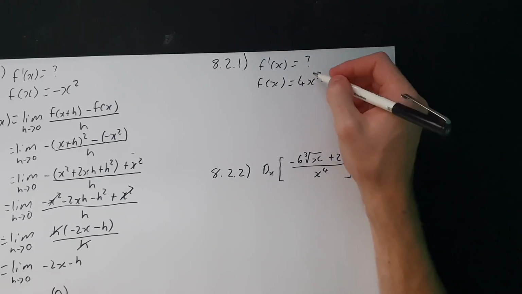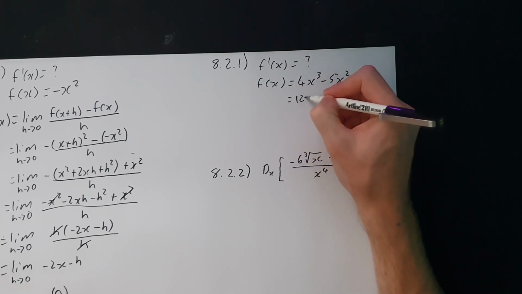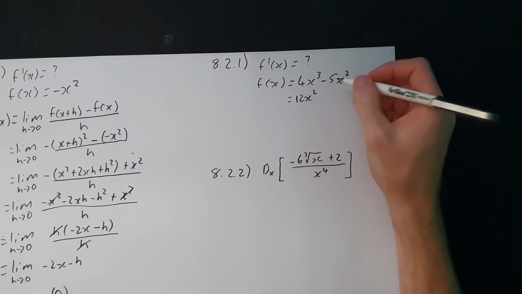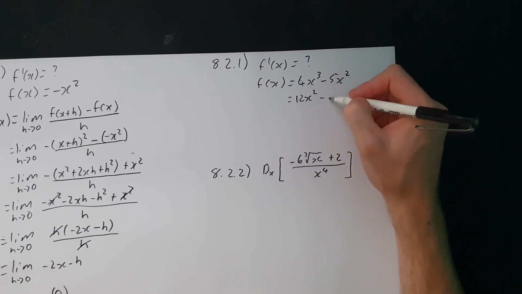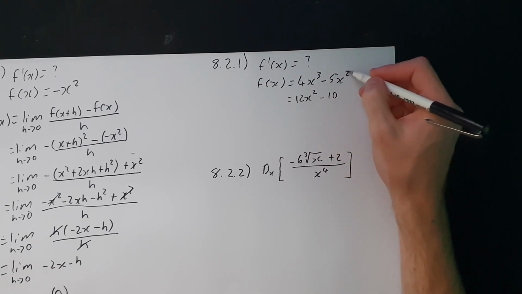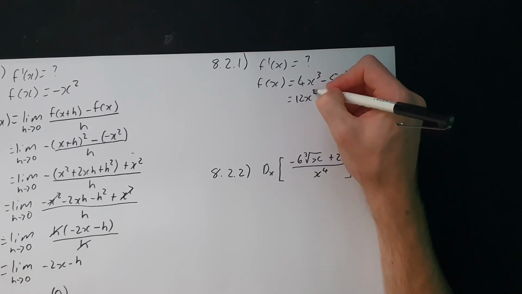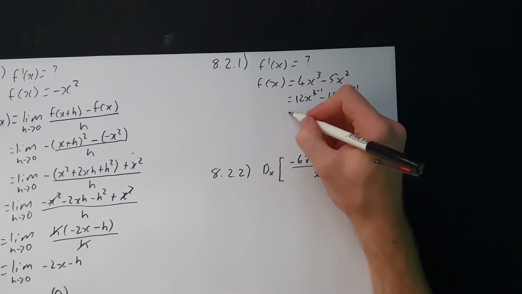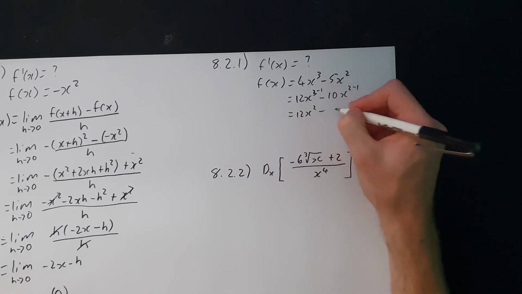So what are we going to get? 4 times 3 equals 12x, and then 3 minus 1 gives you 2. Now we do the same here: minus, so 2 times 5 is 10, and 2 minus 1 gives you x. So what's essentially happening is we have this 3 minus 1 and 2 minus 1, which means we then have 12x squared minus 10x over there.